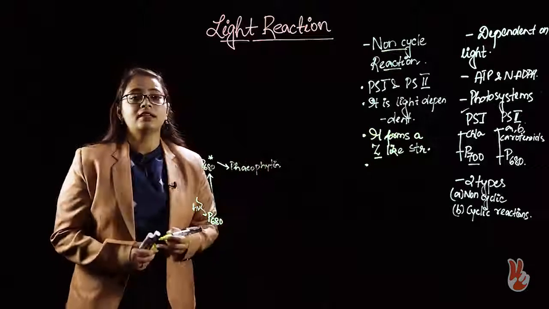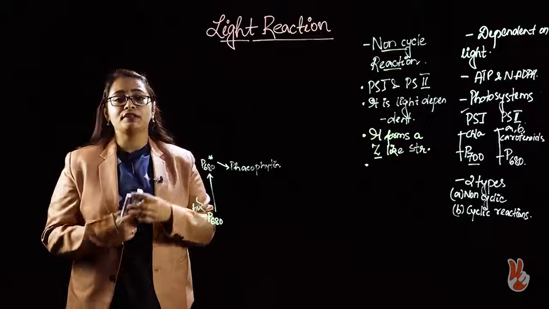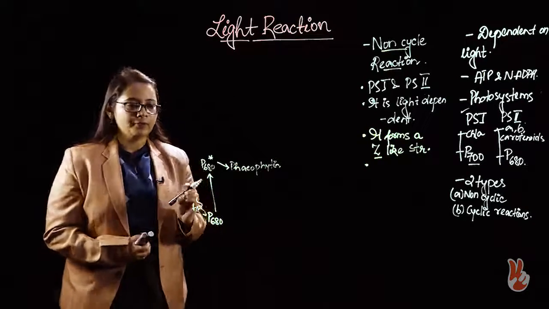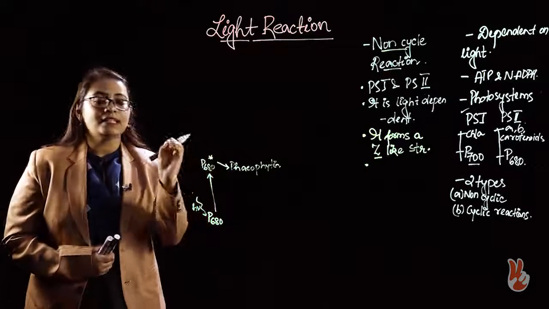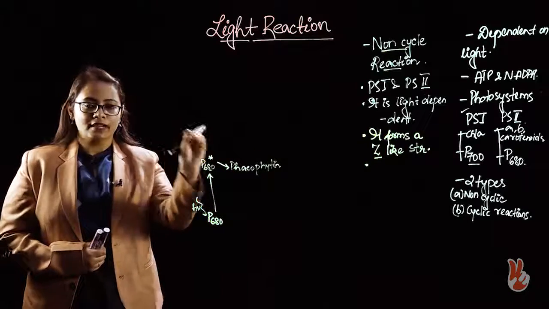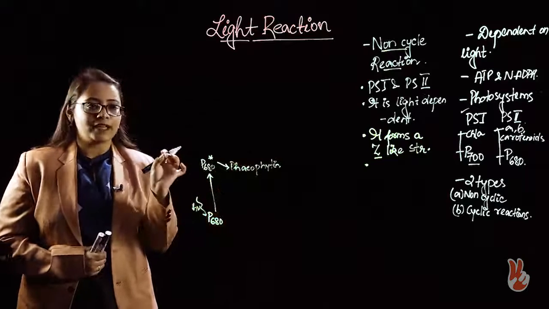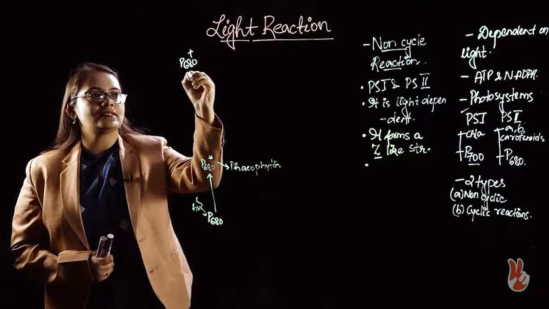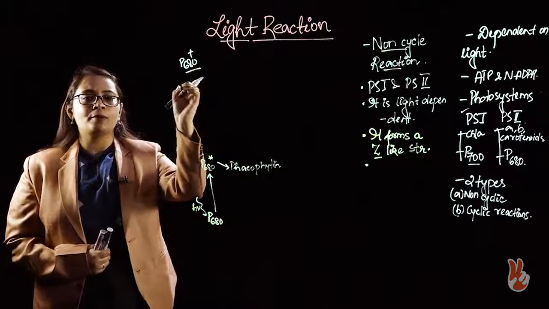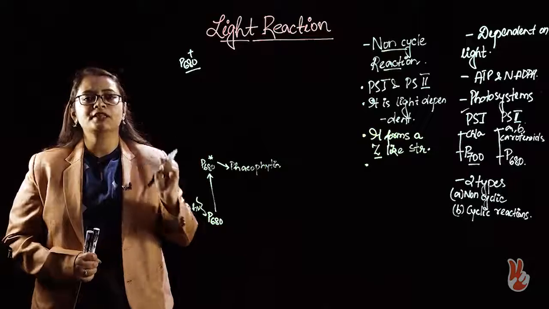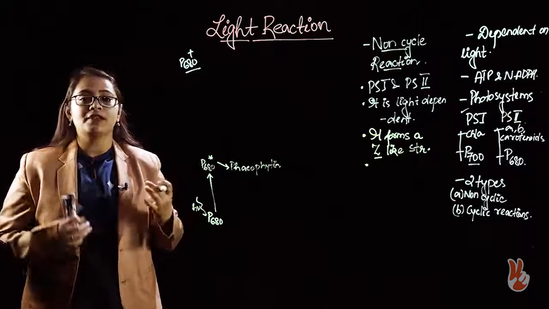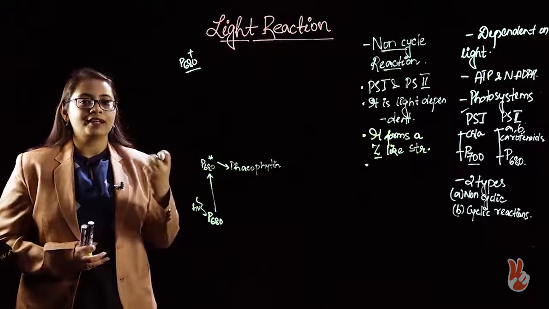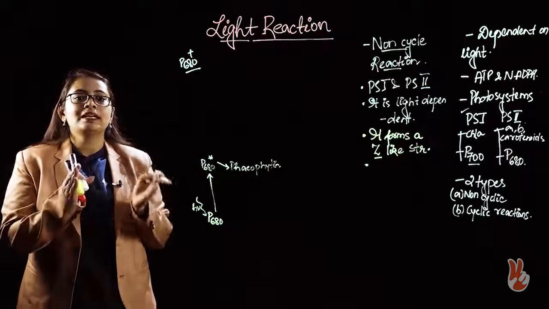So, please remember, in case of non-cyclic reaction, the first acceptor of the electron is the pheophytin molecule. As soon as the P680 molecule gives away one of its electrons to pheophytin, it results in the formation of P680 plus. This form of P680 is deficient of electron, as a result of which it will now act as a strong oxidizing agent. So now it will try to gain an electron to form its stable state.